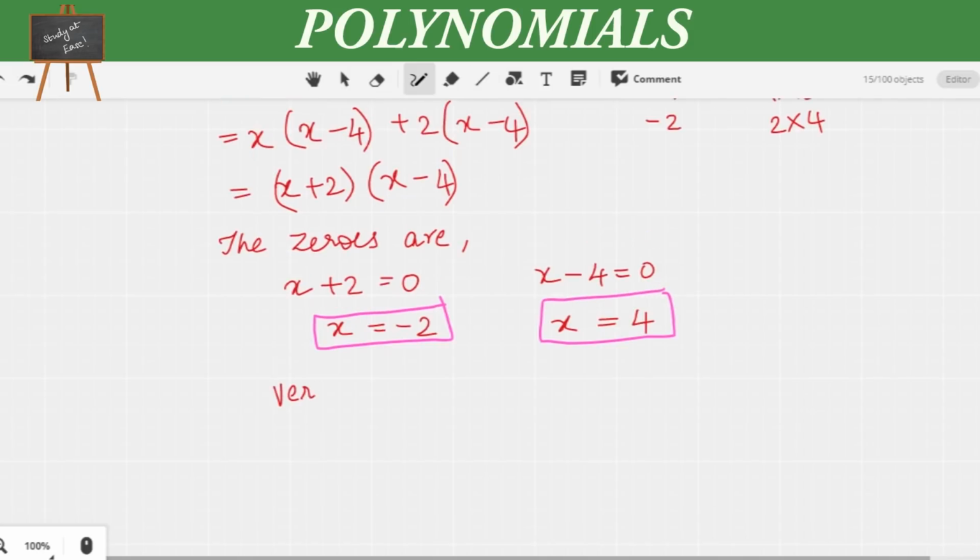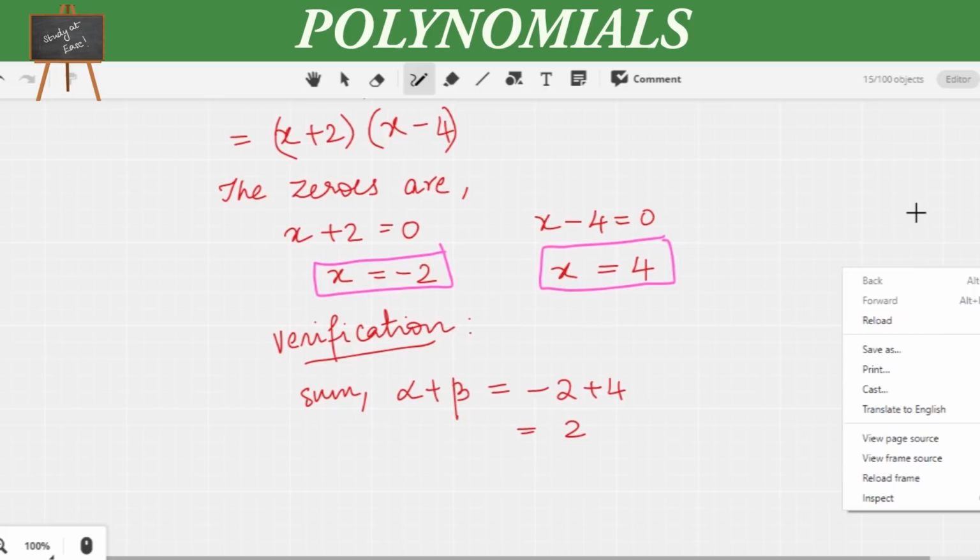So now we're going to verify the answer. So how do we do the verification? We know that sum is equal to alpha plus beta, which is minus 2 plus 4. So it gives the answer 2.